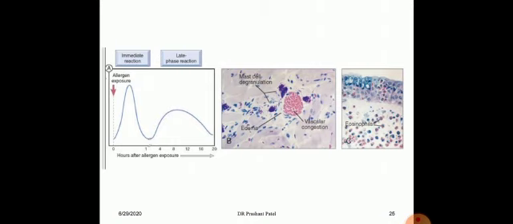So this is a diagram which shows immediate and late phase reactions. In histology, in the immediate phase, you can see vascular congestion and accumulation of fluid in the extracellular space, which is edema. And in the late phase, you can see the accumulation of various inflammatory cells like eosinophils and neutrophils within the subcutaneous tissue.